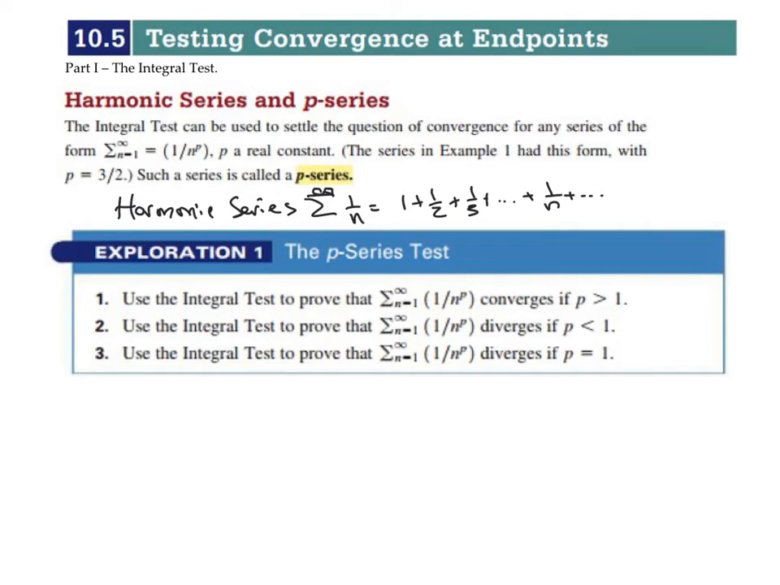So I summarized it in the previous screen, but here it is. Sum from 1 to infinity of 1 over n to the p converges if and only if p is greater than 1. If it's 1 or between 0 and 1, it will diverge. Anyway, back to talking about harmonic series.